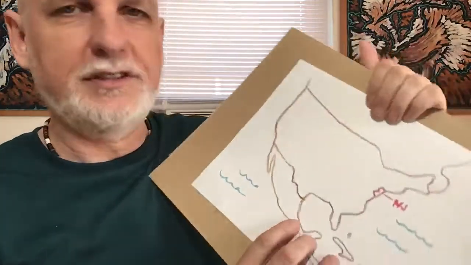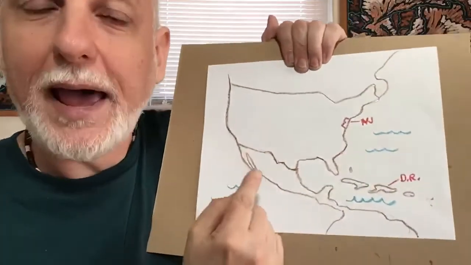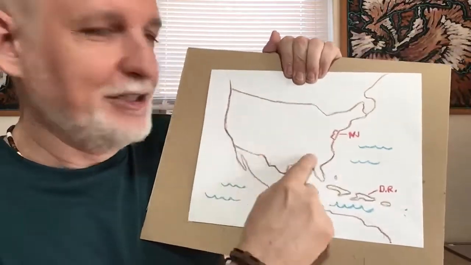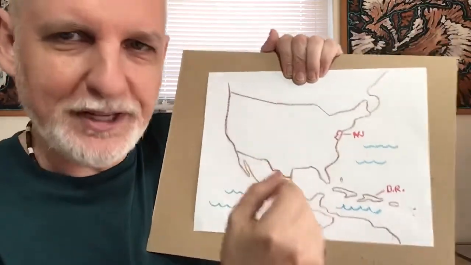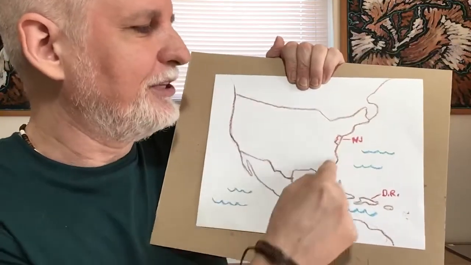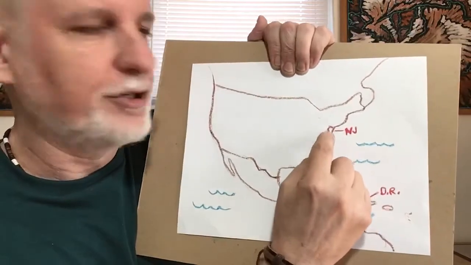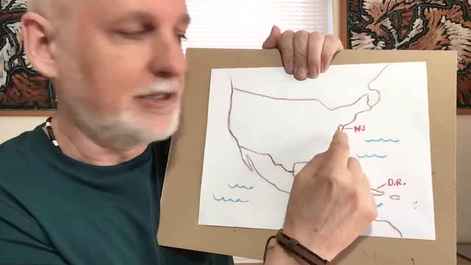Where is the Dominican Republic? And what are we going to learn about the Dominican Republic? Well, let's see. Where is it first? I made a little map here, okay? And this is the United States. It's not the best map in the world, but it'll give you the idea. This is our country, the United States, and right here I wrote NJ, New Jersey, okay? That's our state. That's where we live.